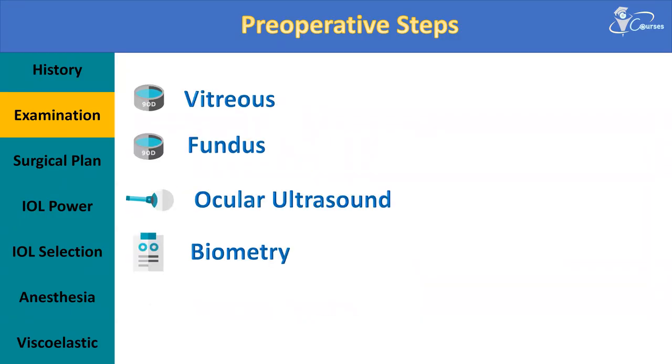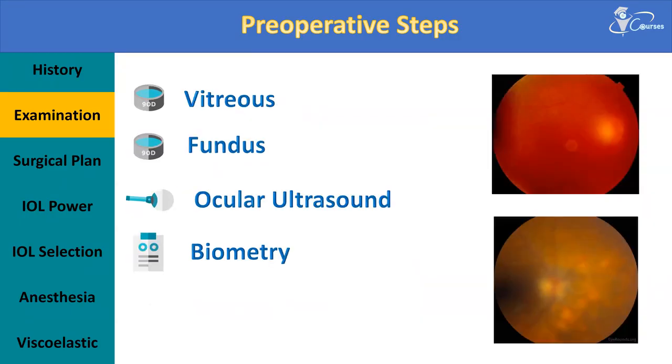Then after that, you check the fundus. So first of all, you check the vitreous. What you can find is that the fundus is hazy with a reddish appearance. This is a patient with vitreous hemorrhage. In this case, mostly you are going to refer the patient to a vitreoretinal surgeon.